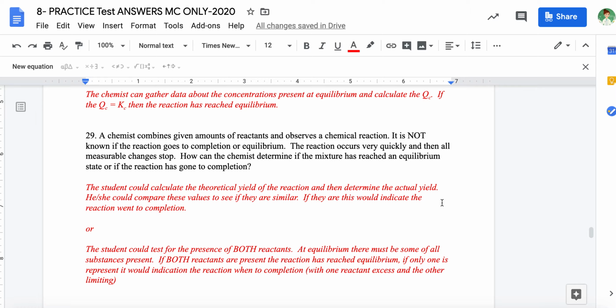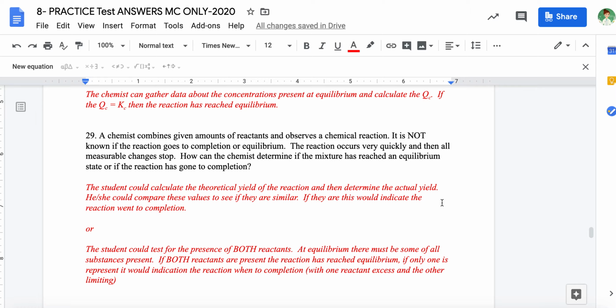So a couple options here. You could try to calculate a theoretical yield and compare it to the actual yield. Once you compare those two values, if it's gone to completion, your actual yield should be pretty close to your theoretical yield, because it means you made all your product. And remember, if a reaction goes to completion, you would make all product and consume all reactant.